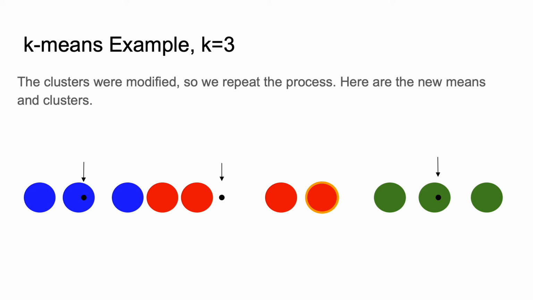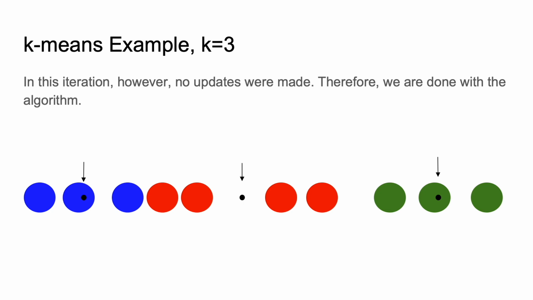We keep repeating these iterations until no data points are reclustered in an iteration. If that happens, that means we are done. We call this convergence. In this case, since we did modify data points, we need to reiterate. Now we recalculate the means of each cluster and make them the centers. This time, however, no data points were updated. As a result, according to Lloyd's algorithm, we are done.